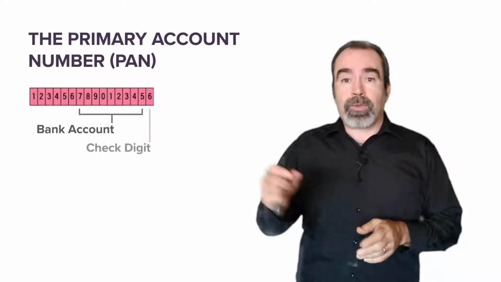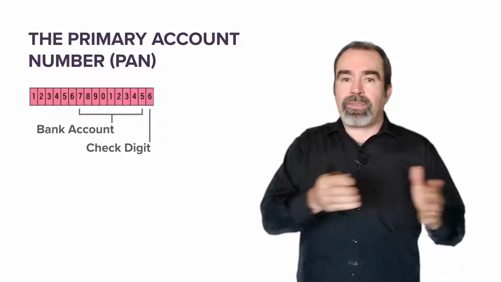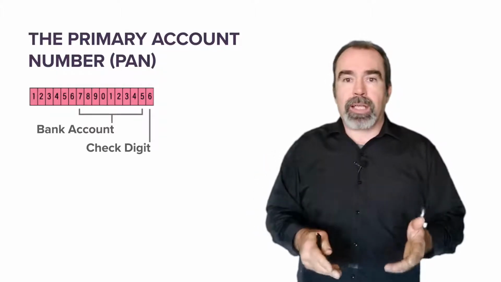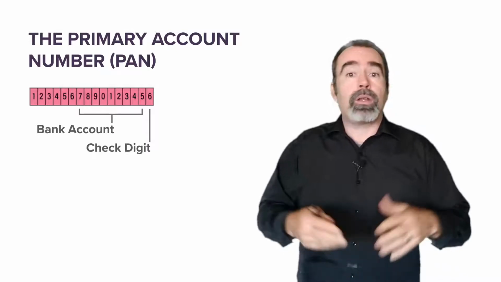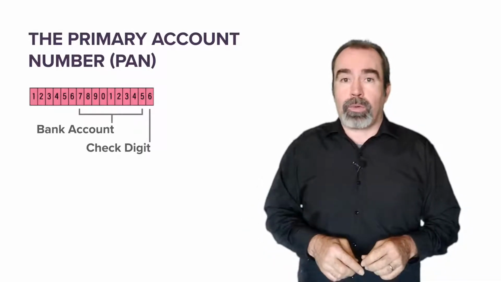issuer, except for the last digit, which is a check digit that detects if there is a single digit error in case somebody's typing out these values into a keyboard, or for example, you swipe it and there's an error in reading that value correctly.